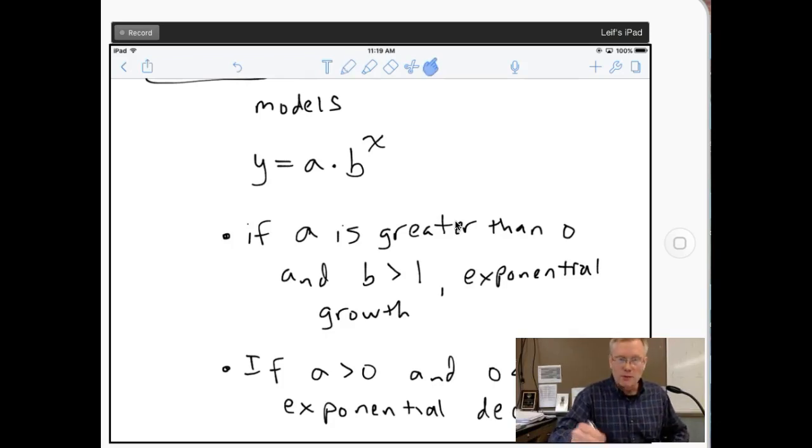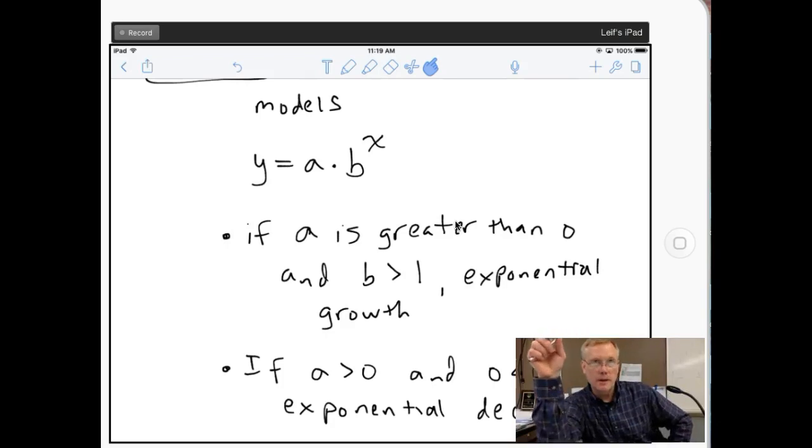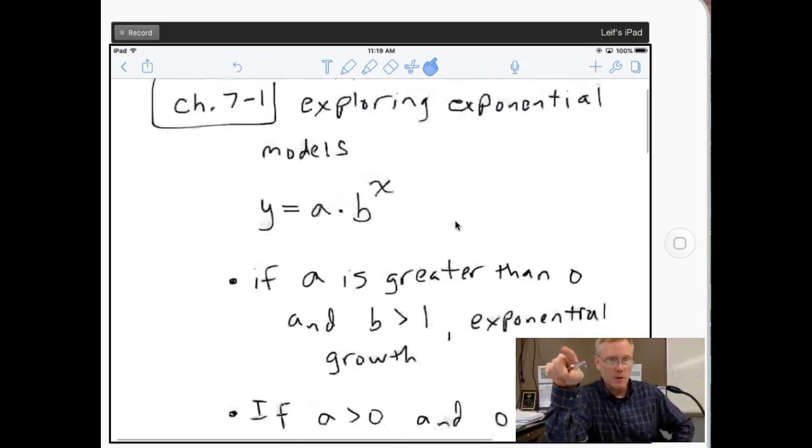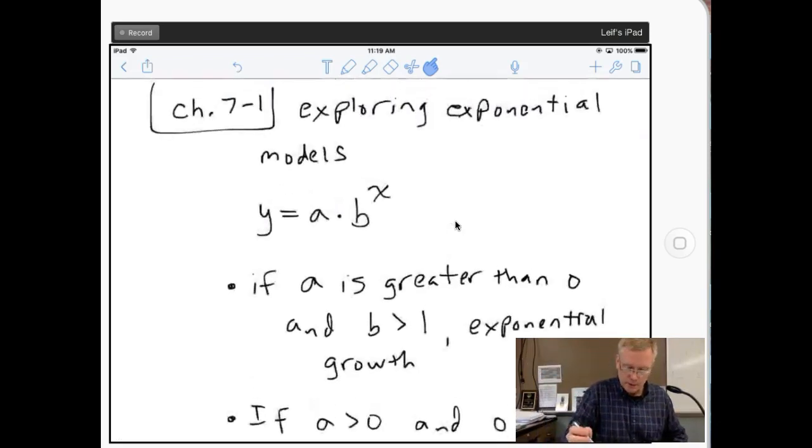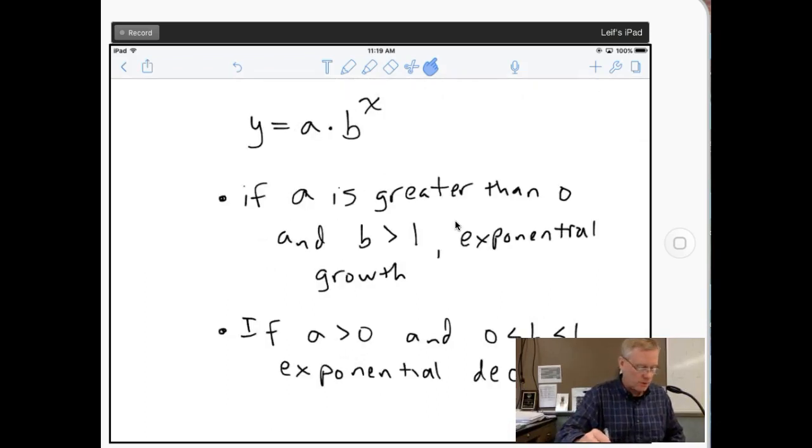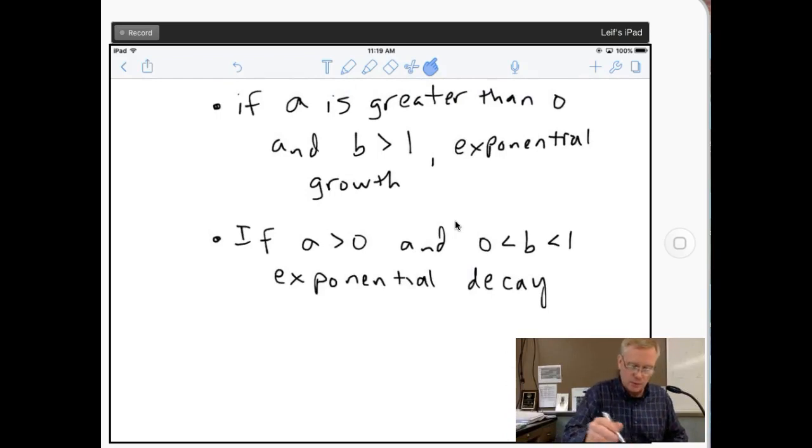All right, so exponential growth is where something gets bigger and bigger and bigger, and exponential decay is where it gets smaller and smaller and smaller. Okay, that's the general idea. So you can tell if you have an equation whether it's exponential growth or decay just by looking simply at what b is. Usually a is greater than 1.